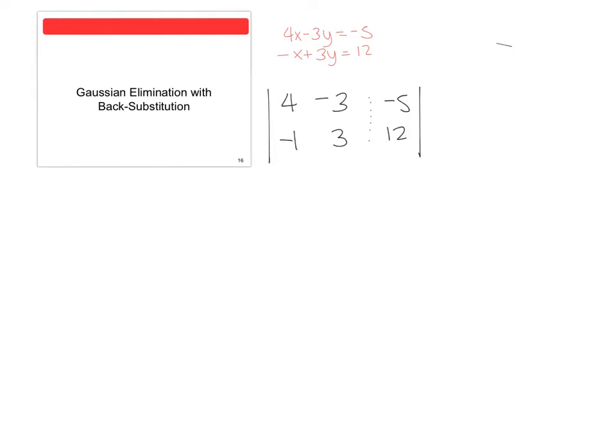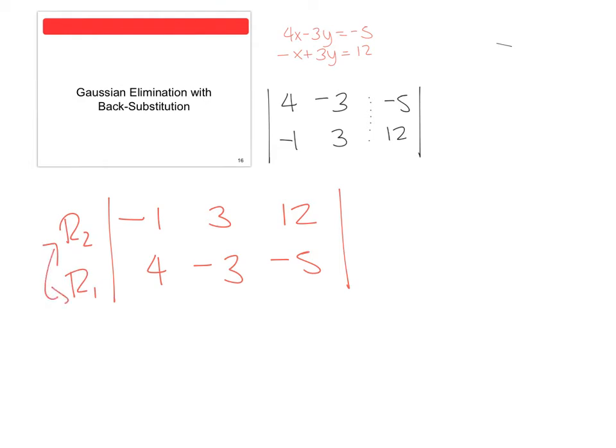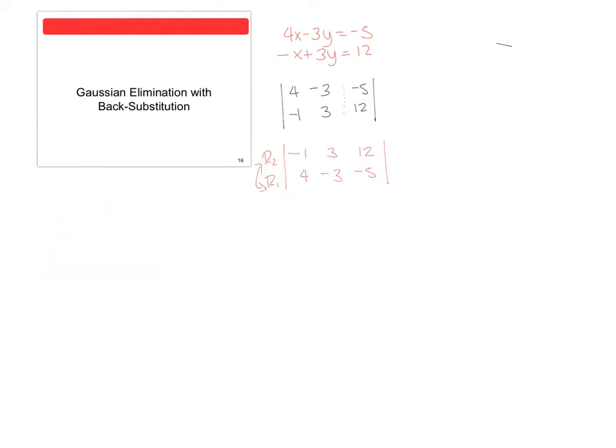Okay. There's a few ways that we can get a 1 in this place, but there's already a 1 here, and maybe interchanging them seems like a good idea. So what I want to do is take row 2, move it to row 1, and put row 1 in place of row 2. So what I did was I interchanged them, and I would go ahead and label them just like this.